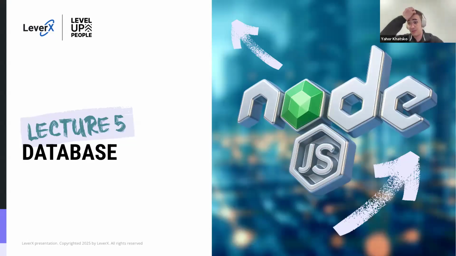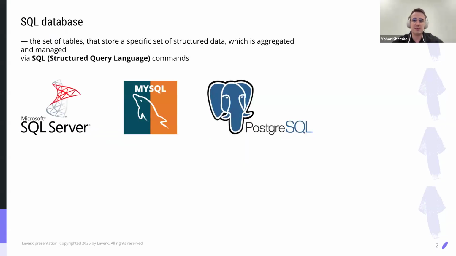First of all, I would like to align on the topic that we are going to discuss today. The topic will be databases, especially the SQL databases. So what is the SQL database? It's a relational database. In general, we have two types of databases: the relational and non-relational. So basically SQL database and NoSQL database.